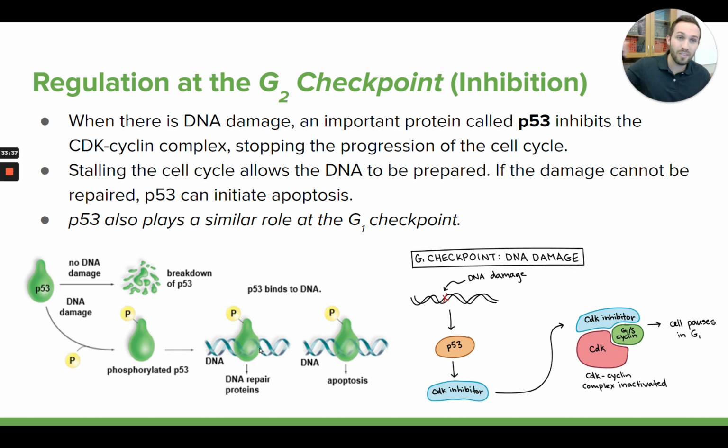He's also involved in the G1 checkpoint. At the G1 checkpoint, he checks the DNA before it's replicated. And again, in either case, before or after it's replicated, if it finds mistakes, it's going to inhibit the CDKs and the cyclins from becoming activated so that the cell can't move on to the next phase.